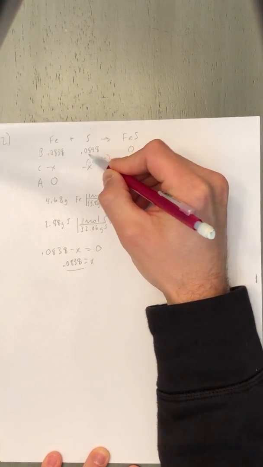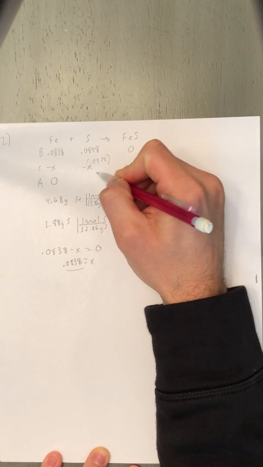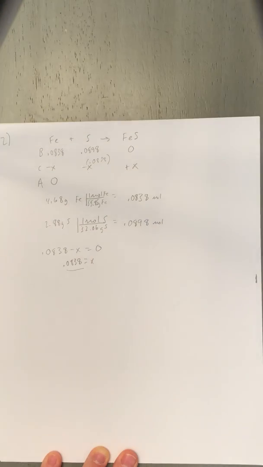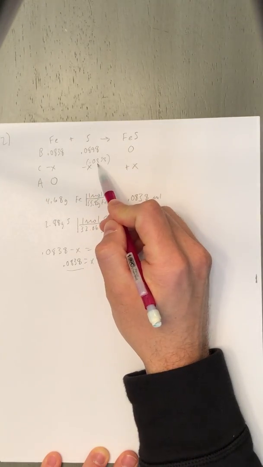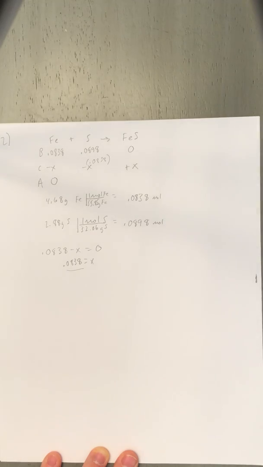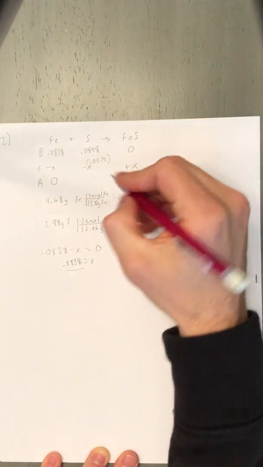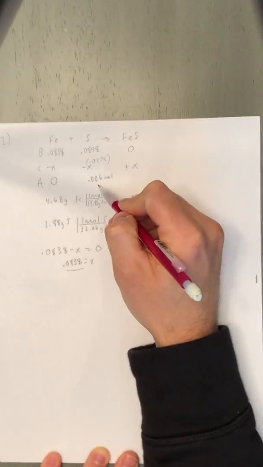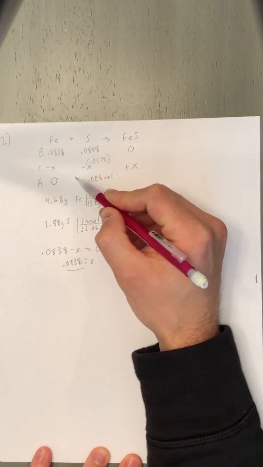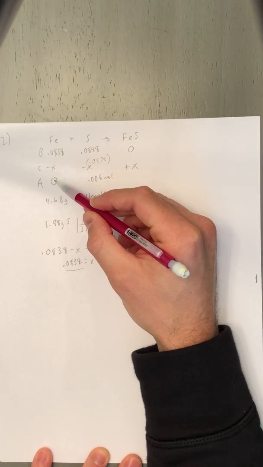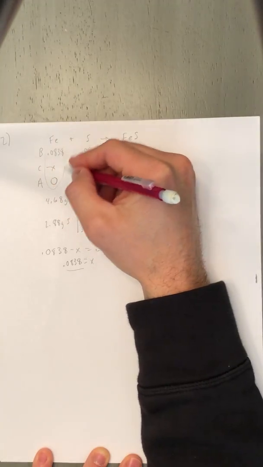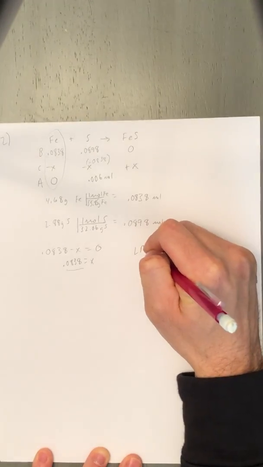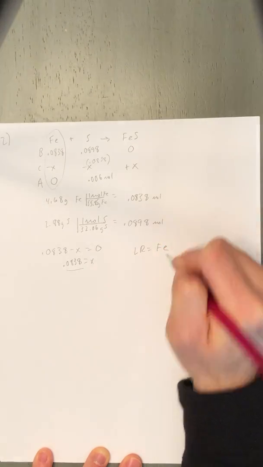So 0.0838. Now, what is this minus this? That's going to equal whatever this is here. So 0.0898 minus whatever x is, which x is 0.0838. That gives me 0.006 moles. Now, because that's a positive number, we know that we picked the right one to go to 0. So because this goes to 0, we would say that the limiting reactant is Fe.